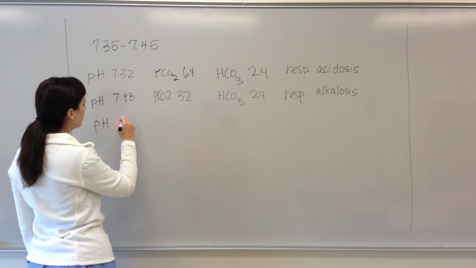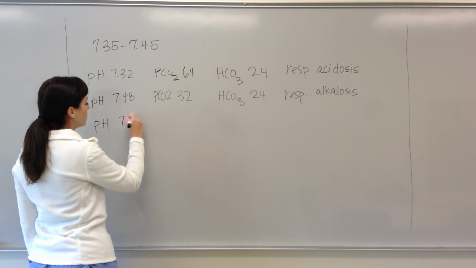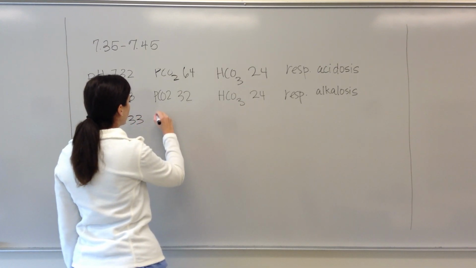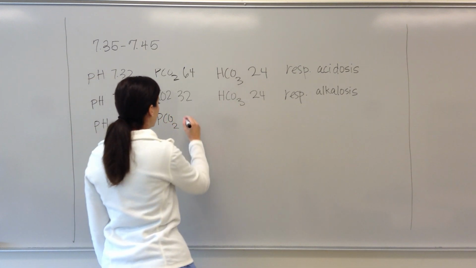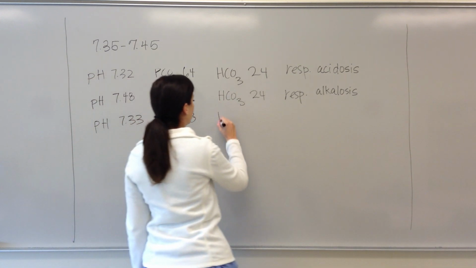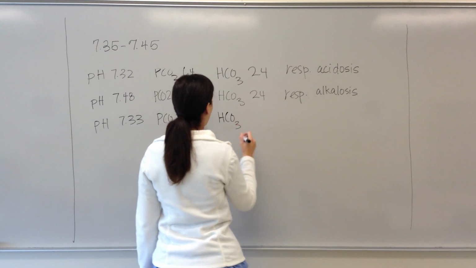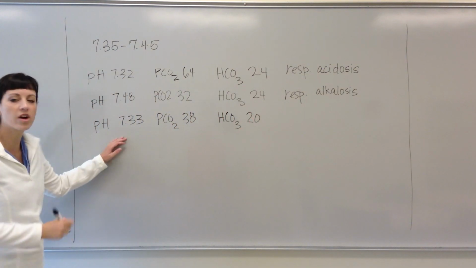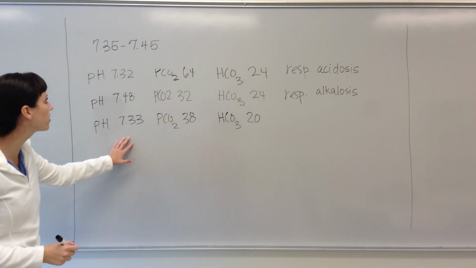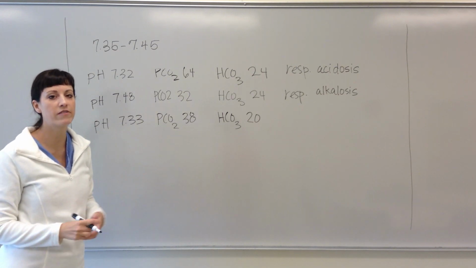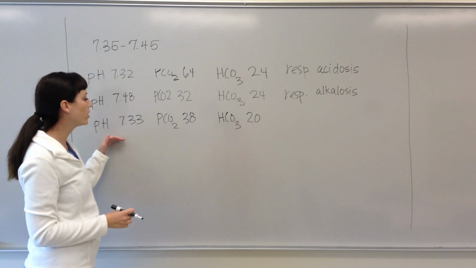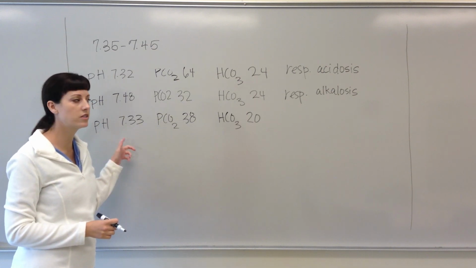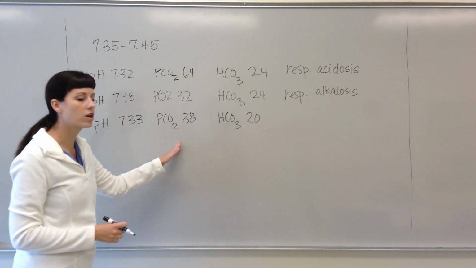Now, in this example, the pH is going to be 7.33. The PCO2 is 38, and the bicarb is 20. So we start with our pH. The pH is 7.33, which makes that less than 7.35. So we know that our primary acid-base imbalance is acidosis. We move to our CO2.